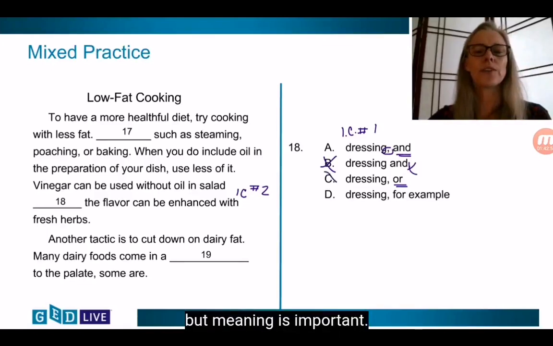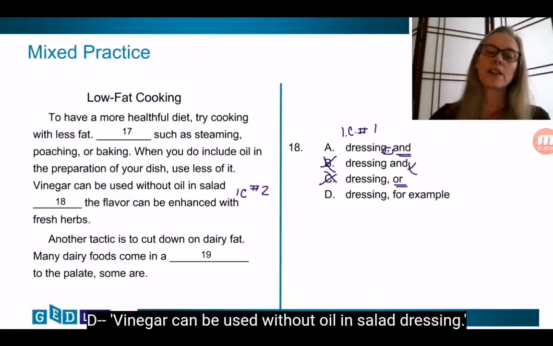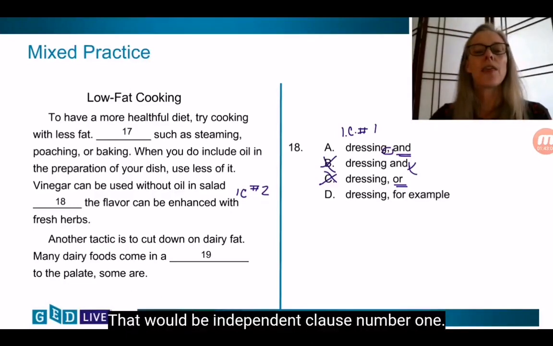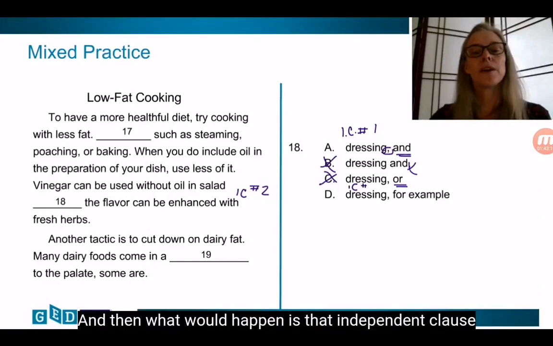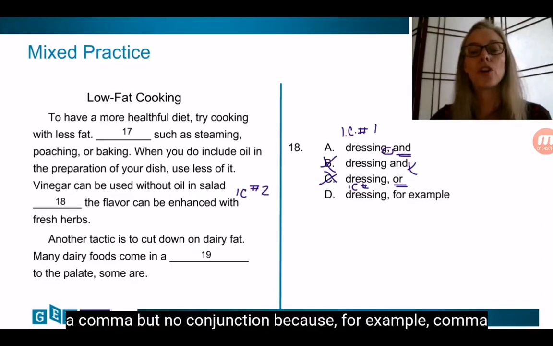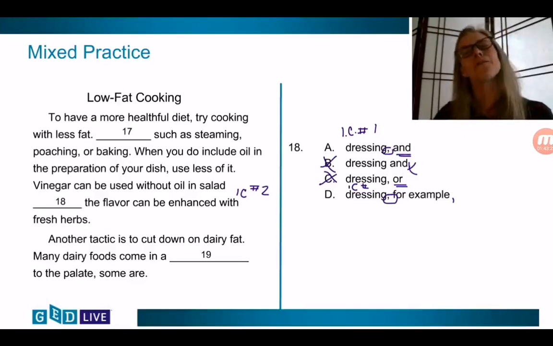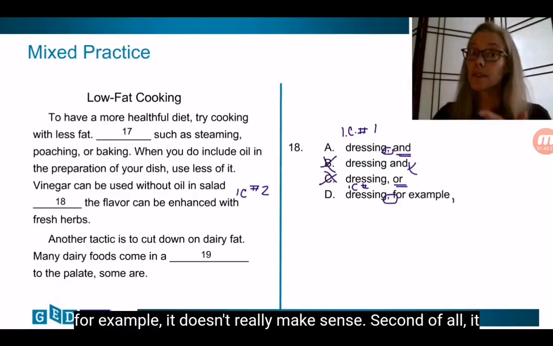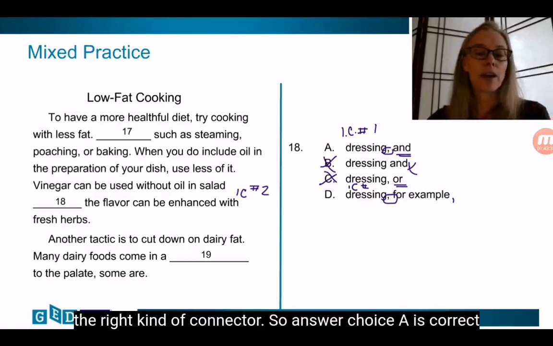But meaning is important. And then what happens with answer choice D? Vinegar can be used with oil in salad dressing. That would be independent clause number 1. And then independent clause number 2 would not have a conjunction. It would have a comma, but no conjunction. Because, for example, you would need a comma here as well. The flavor can be enhanced with fresh herbs. First of all, "for example" doesn't really make sense. Second of all, it begins a whole new independent clause, and we don't have the right kind of connector. So answer choice A is correct here.